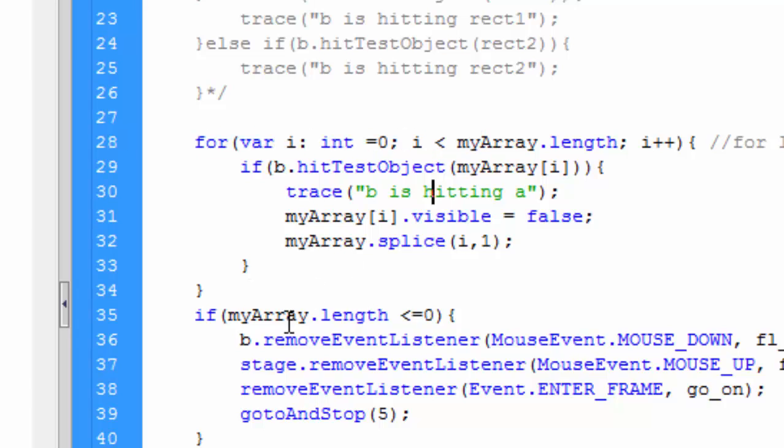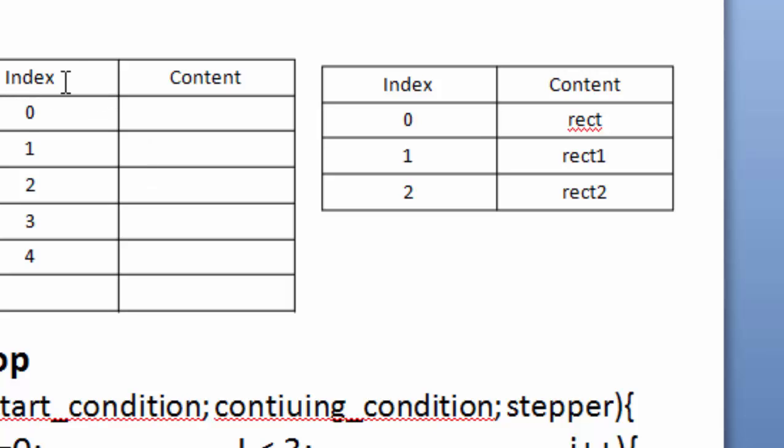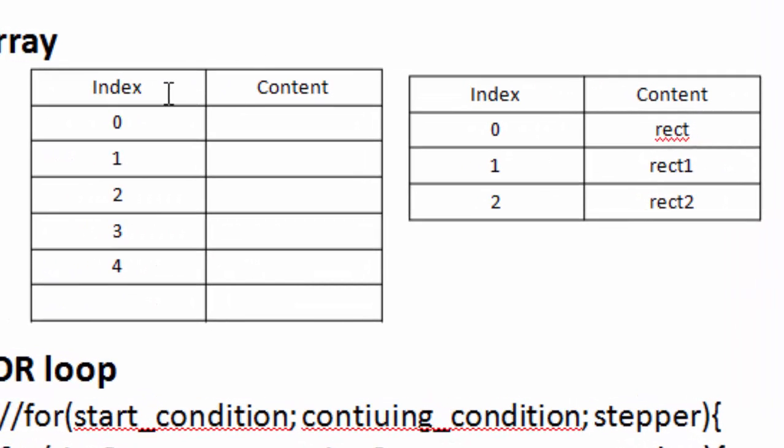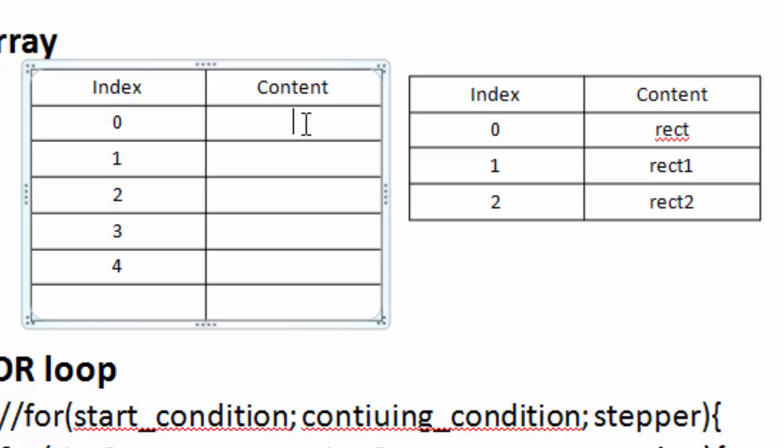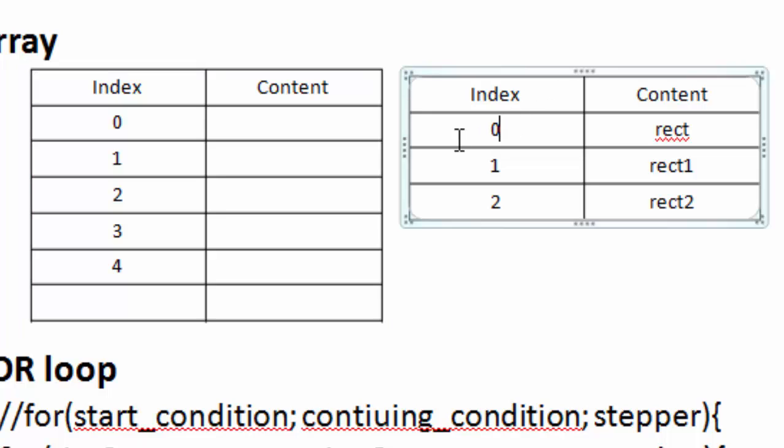Now if you have a look at this one, array is a very special data structure. It has indexes to identify the location, and then you have a box to hold the contents. So that box is at location 0, because the index of arrays always starts with 0. 0, 1, 2, 3, 4, and you go up. For our actual array, at index 0 we have rect, at index 1 we have rect 1, and at index 2 we have rect 2. 3 items, so the length of the array is 3 items.